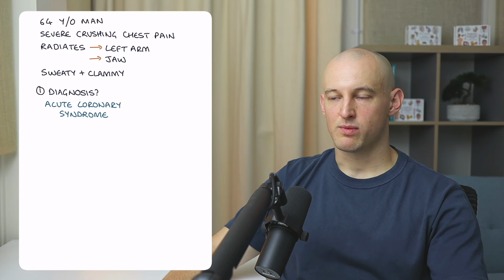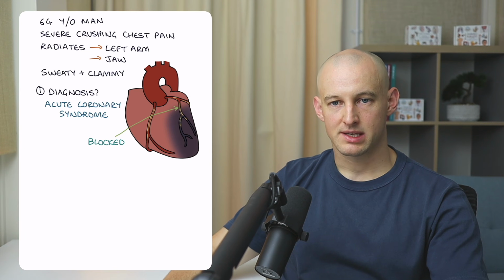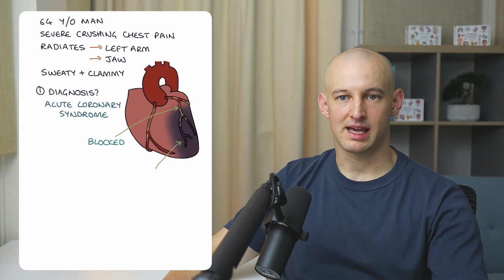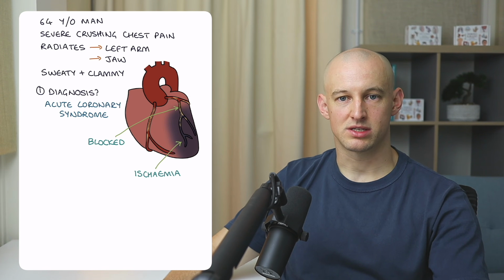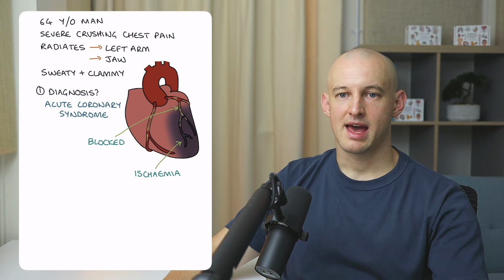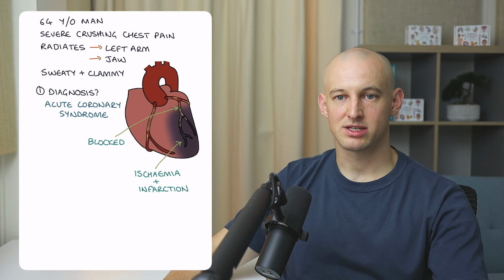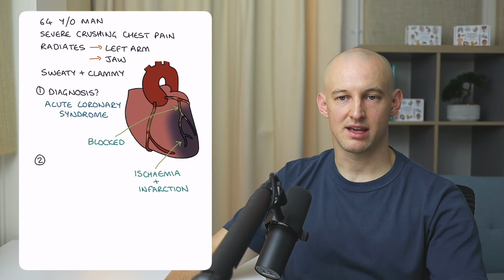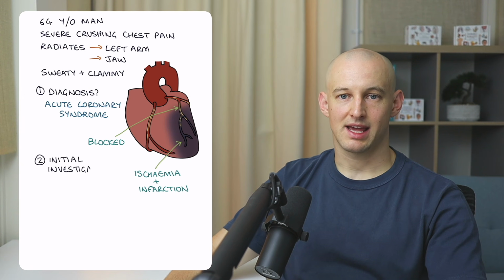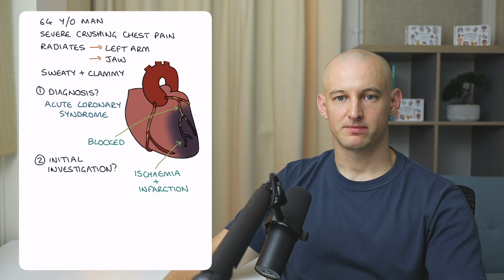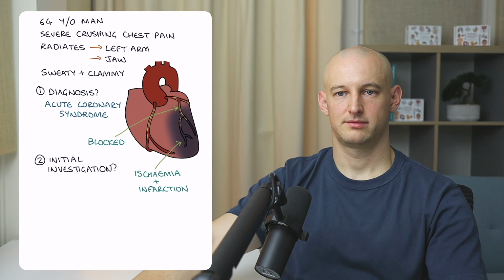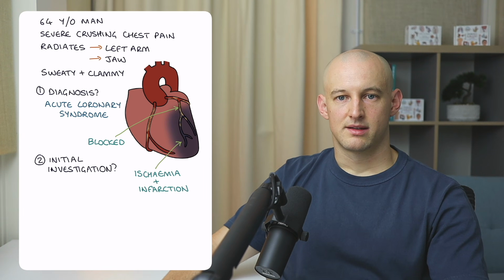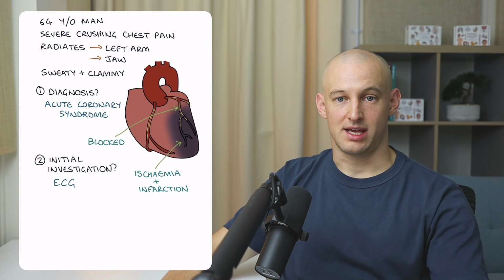So you can see here, this is where the coronary artery is blocked and it stops blood flowing to a section of the heart, causing ischemia, or a lack of oxygen to that section of the heart muscle, and infarction, which is damage to the muscle tissue. Question 2. If this patient comes in to see you, what's the initial investigation? The very first investigation you do? The first investigation is an ECG.